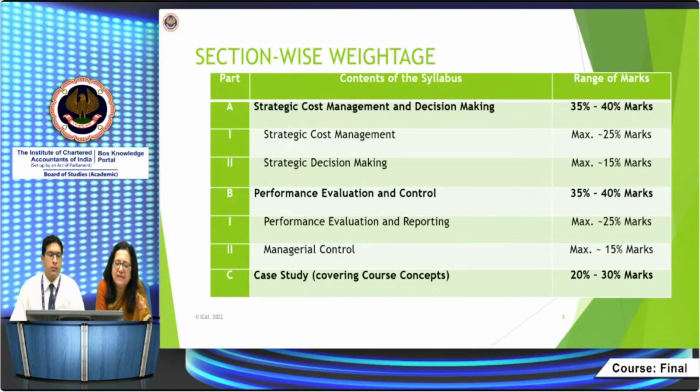Now I come to Section B, that is performance evaluation and control. Again, it has a weightage of 35% to 40%. It has two topics broadly: performance evaluation and reporting, which has a weightage of 25%, and managerial control, which has a weightage of 15%. Then I come to the case study.